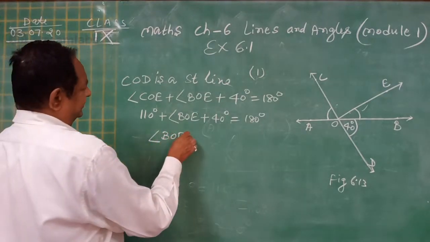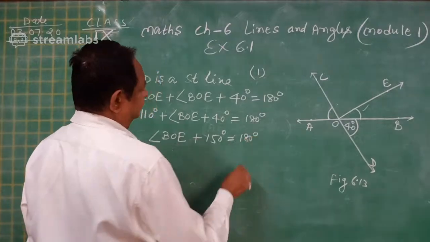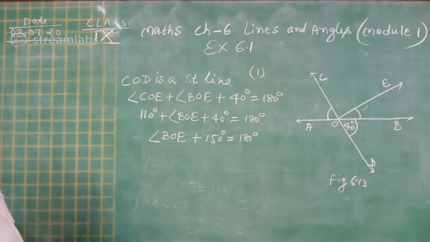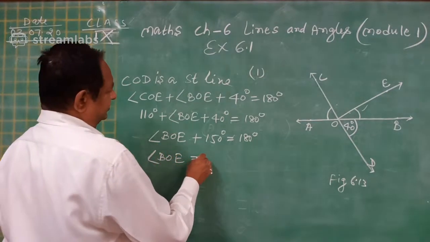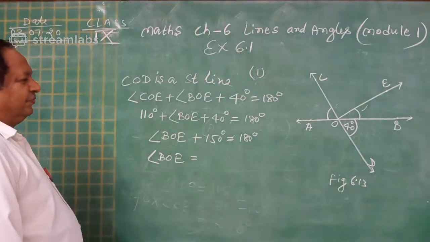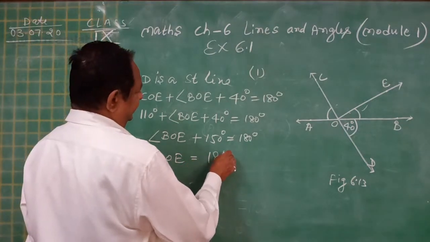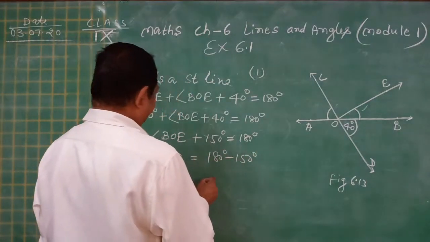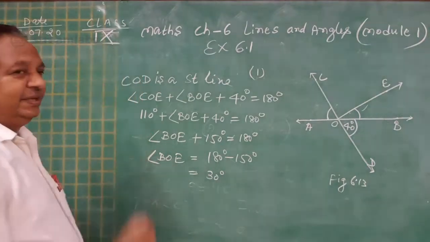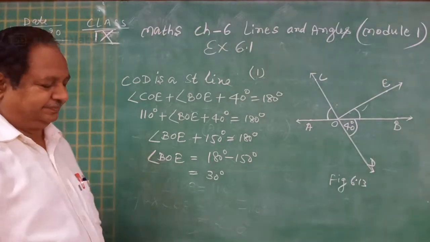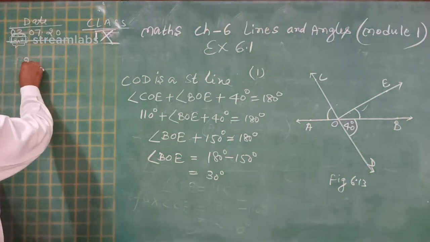Angle BOE plus 150 degrees is equal to 180 degrees. Angle BOE is equal to, transferring 150 degrees from LHS to RHS, there will be a change in sign. So 180 degrees minus 150 degrees is equal to 30 degrees. So angle BOE is 30 degrees. Now second question, homework, do it yourself.